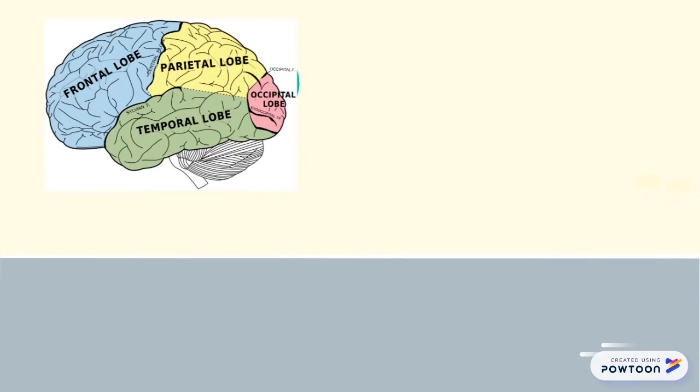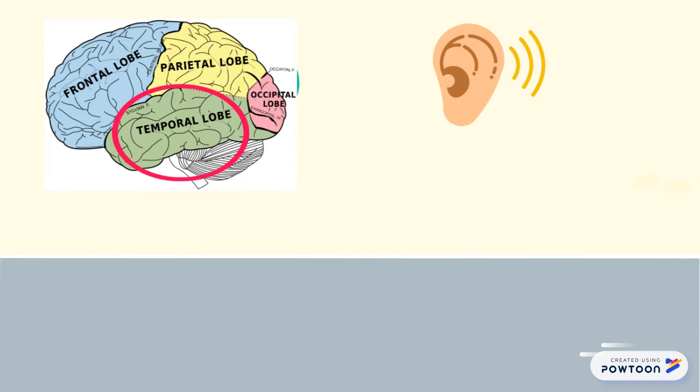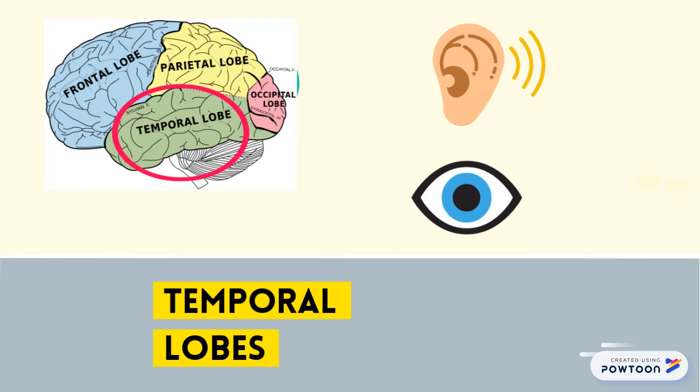The temporal lobe's main responsibility revolves around auditory reception, but they also share the role of processing visual information. The ability to understand speech and recall visual or verbal memories is linked to the temporal lobes.